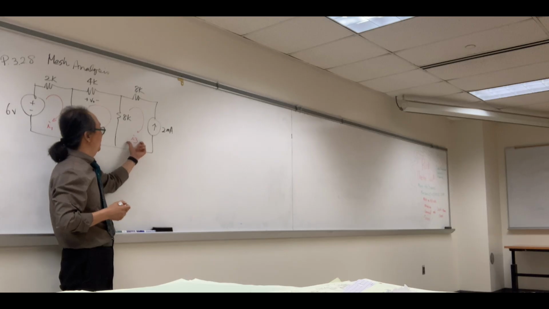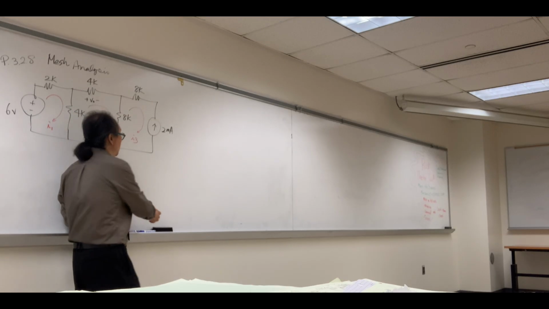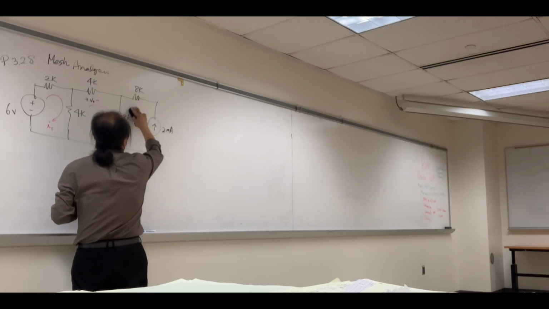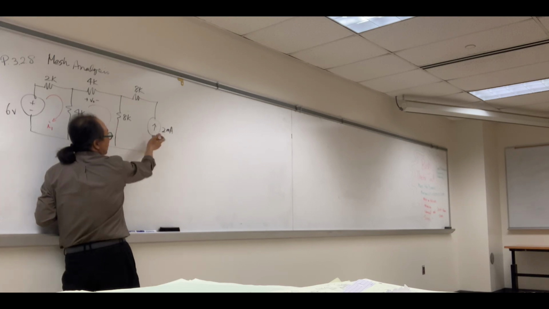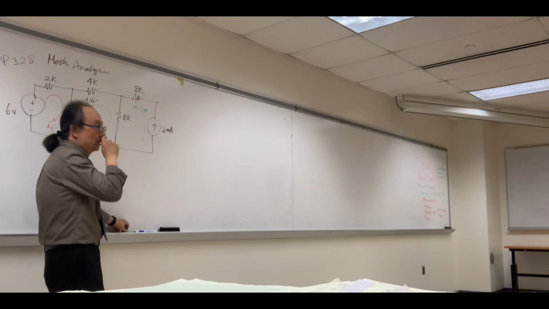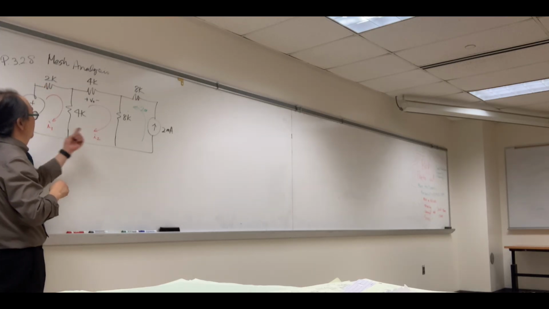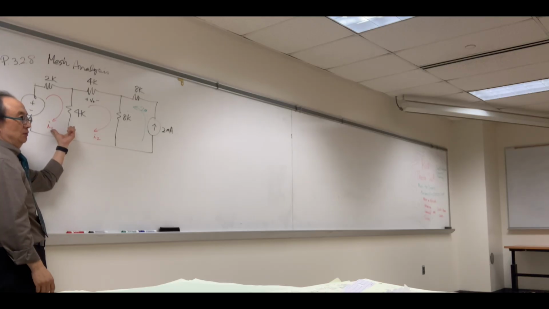So instead of assigning another extra unknown variable as an I sub 3, I'm going to say, hey, we have a current source that provides the current in the outer loop going this way, and that is 2 milli. It's a number. That way now we have two equations and two unknowns. What are those two unknowns? I sub 1 and I sub 2.